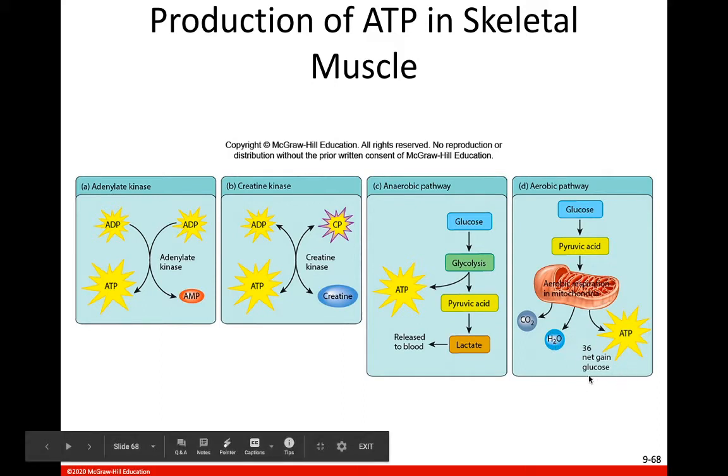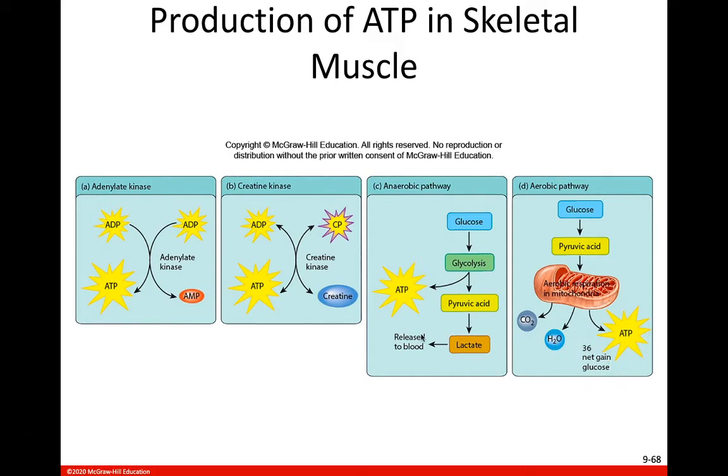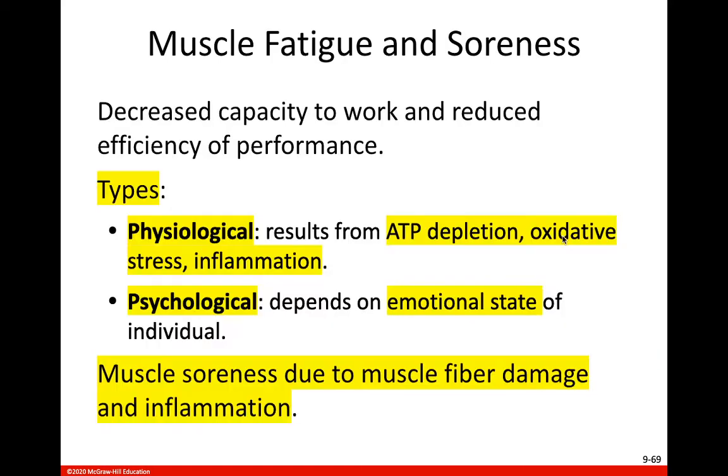Again, this produces a lot more ATP than anaerobic respiration. It is a lot more efficient. So again, this happens in the presence of oxygen. That's why it's called aerobic.